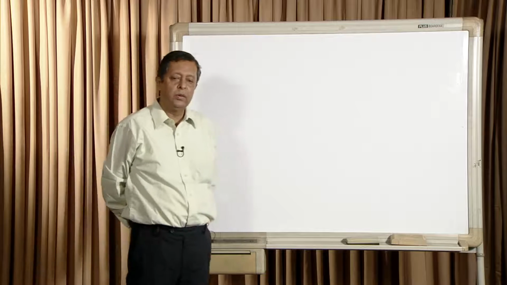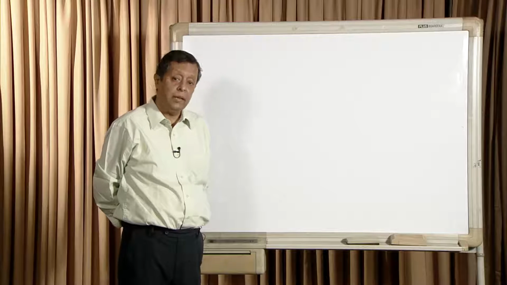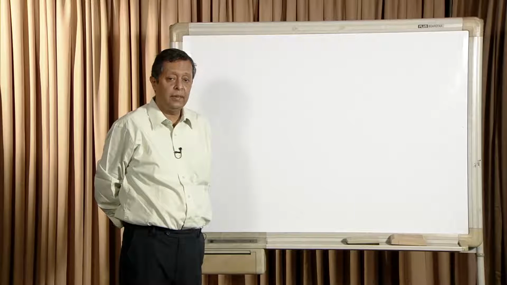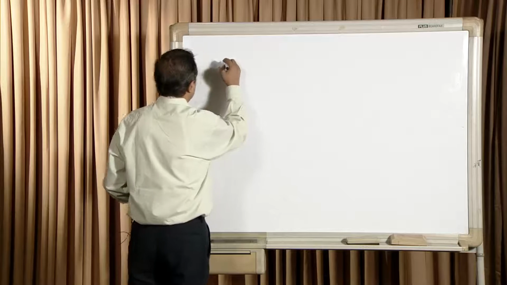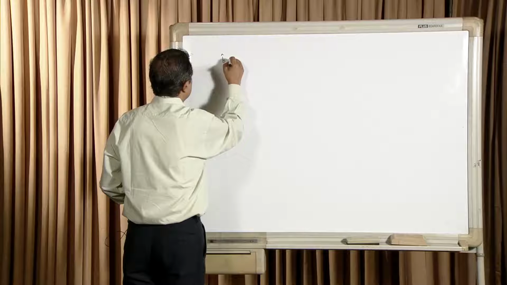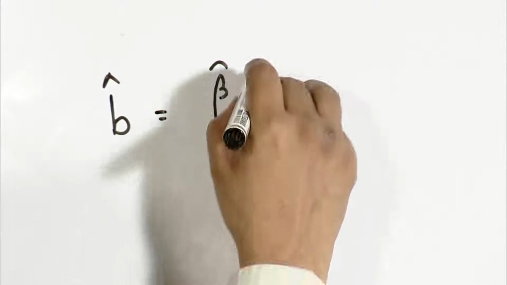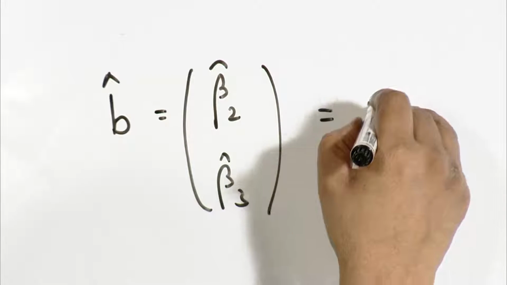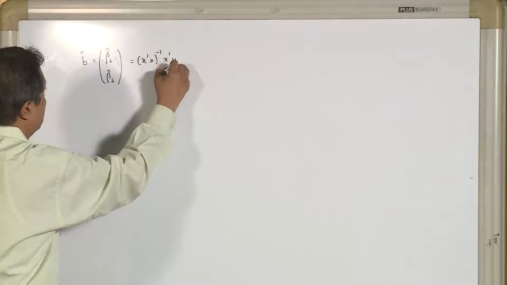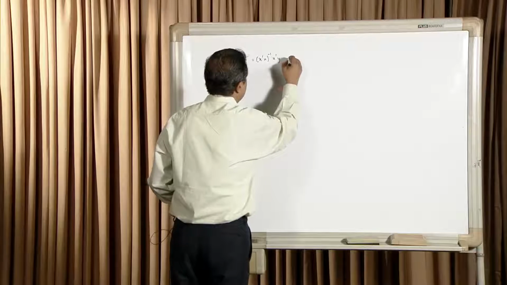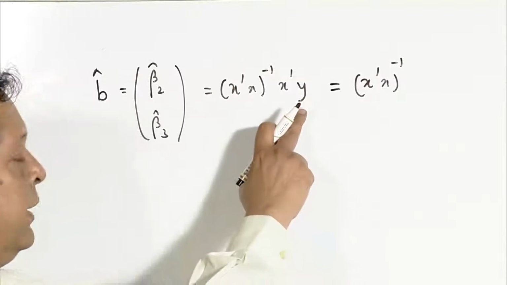So, let us now take a look at the matrix formulation which arises out of the 3 variable model. Once we take a look at that, it will be easier to follow the k variable model. In the 3 variable model, we have b hat equal to beta 2 hat, beta 3 hat, which is equal to x prime x inverse x prime y, where y is in deviation form.